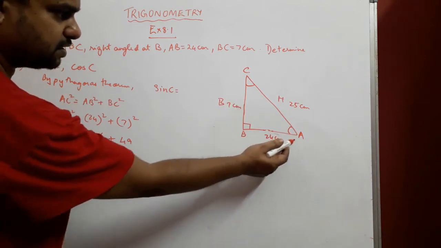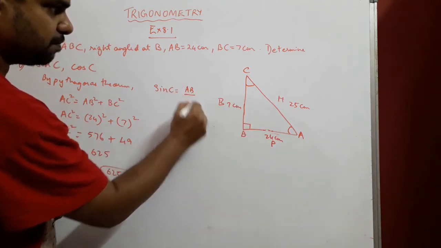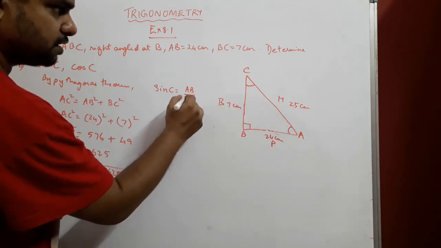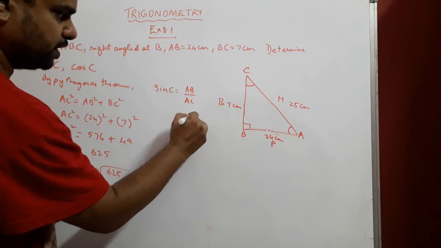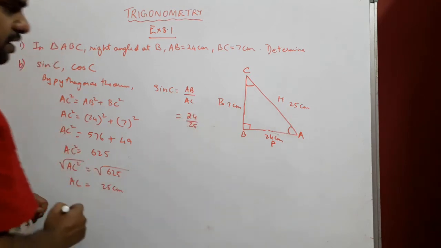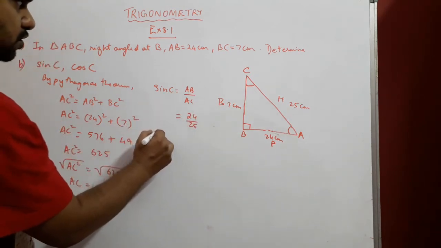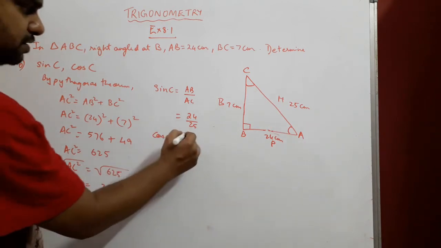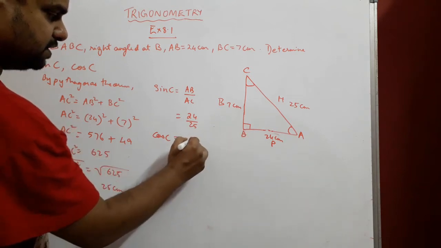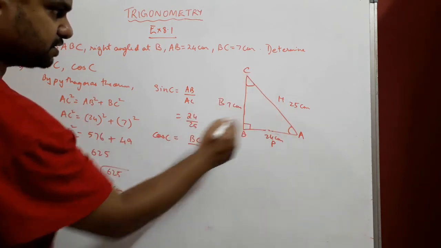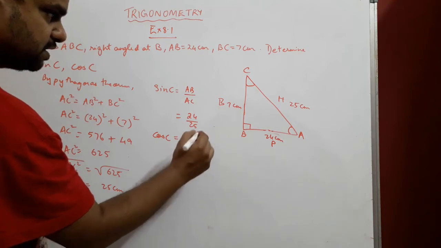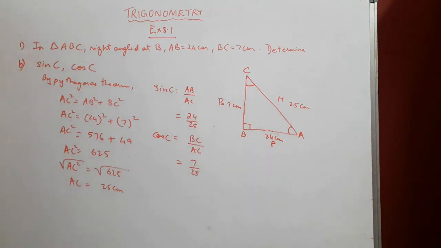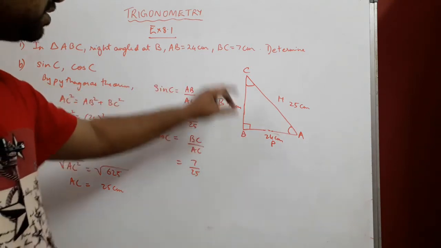P is AB, upon H, hypotenuse, which is AC, which gives us 24 upon 25. And our cos C will be base upon hypotenuse. Base is now BC, and the hypotenuse remains the same as AC, which is now 7 upon 25. You see how things change when the angle changes.